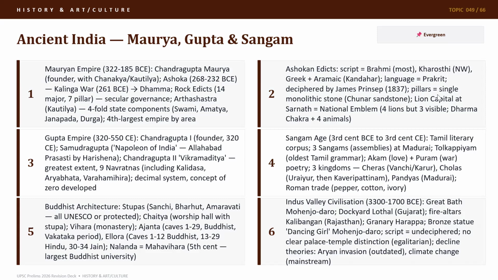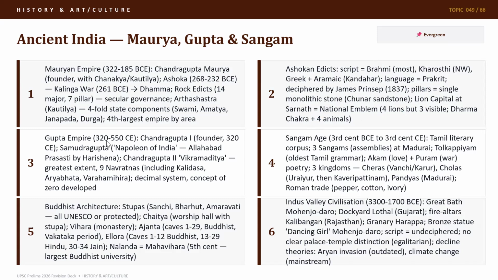The pillars were of single monolithic stone called Chunar sandstone was used here. So sandstone was used, and they were of single monolithic stone. Lion capital at Sarnath is being used as national emblem, which has 4 lions, but only 3 are visible from any side. Dharma chakra and 4 other animals. So you should know what are the 4 other animals on the Ashokan emblem.